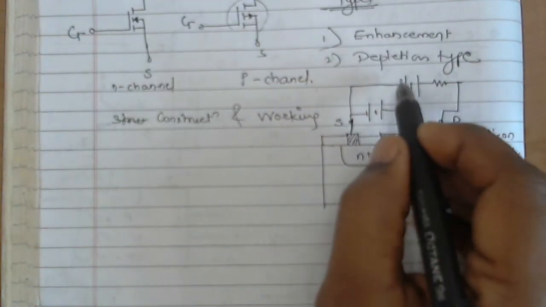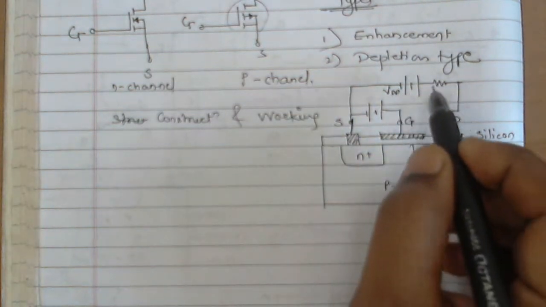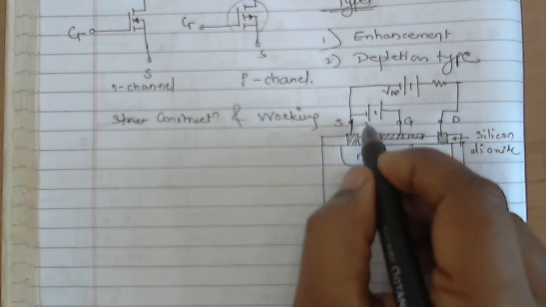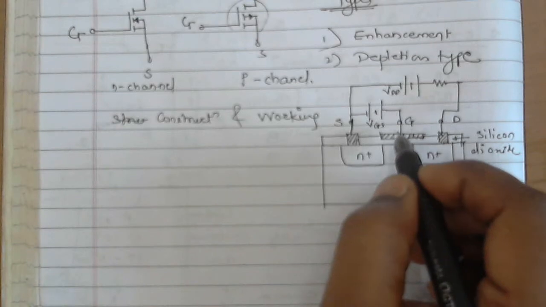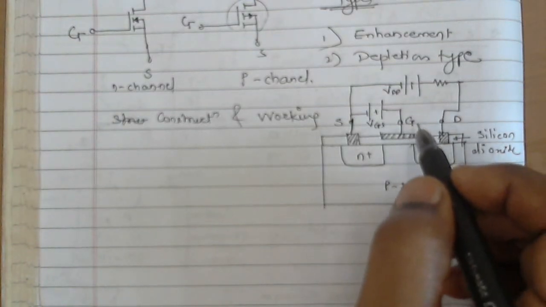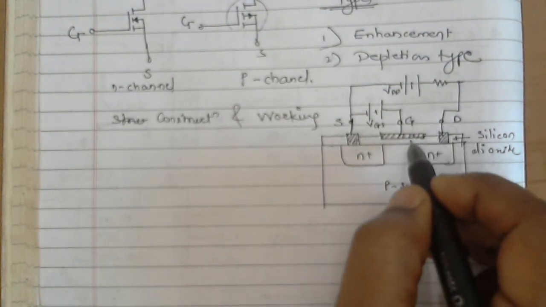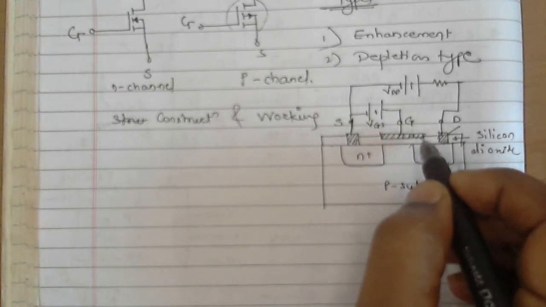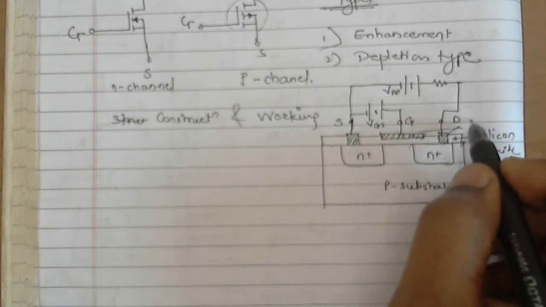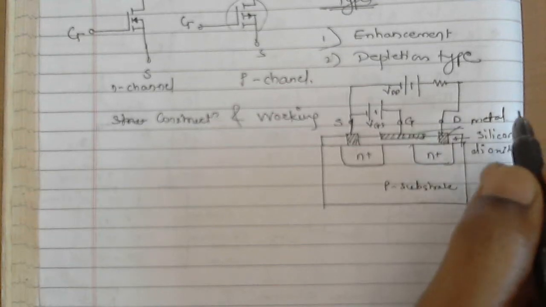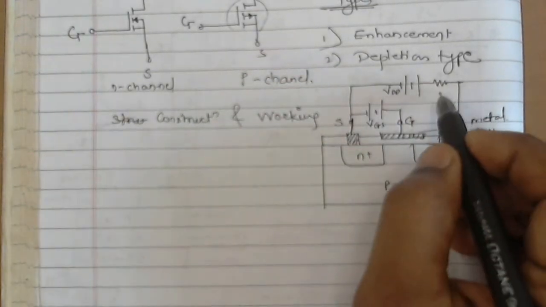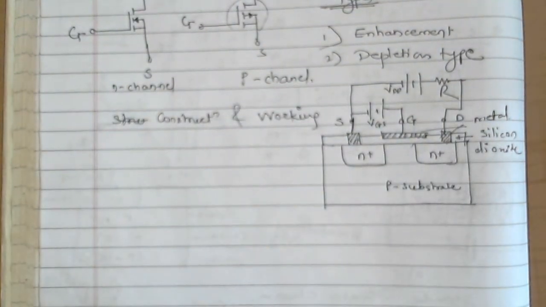This voltage is called VDD, the drain voltage. This voltage is called VGS, the gate voltage. Above the silicon dioxide layer, this hatched pattern is nothing but a metallic structure, the metal. Here I have connected a load also. So this is the basic construction of a MOSFET.